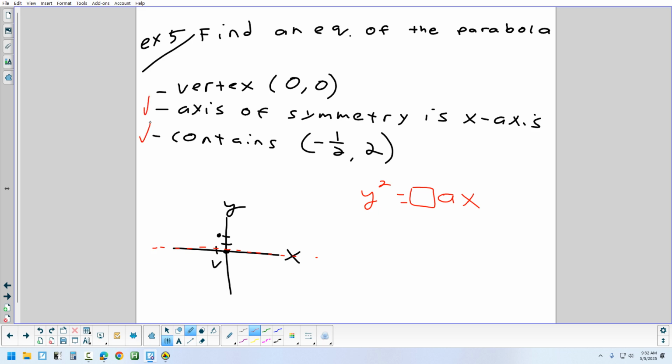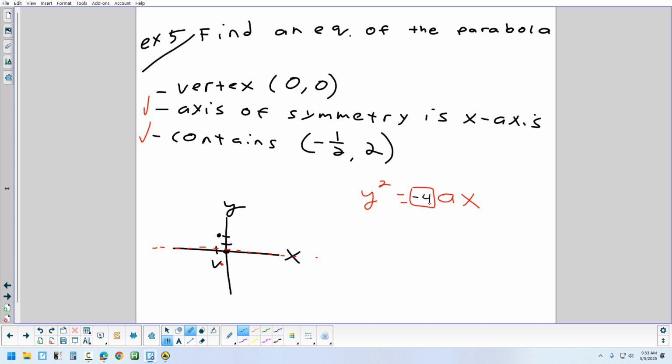Now I need to use the bottom fact. It has to contain the point -1/2, 2. So which way is it going to open? Yep. Well, I was going to say that also means that it will have the point -1/2, -2. Yep, because there'll be symmetry, so there'll be another point down there somewhere. So this parabola has to open to the left, which means what number goes in that box? -4. Okay, so at least we know the equation we have to use.